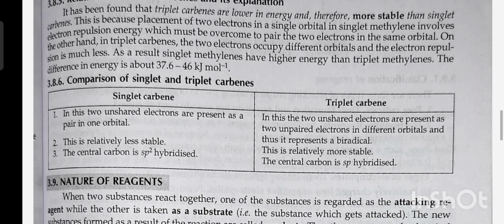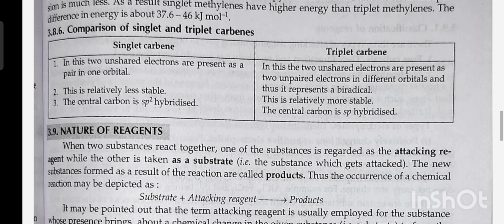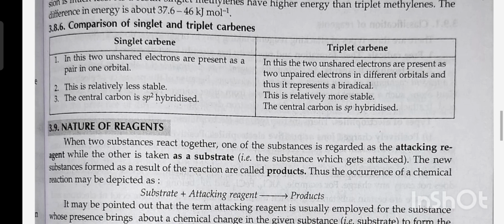Comparison of singlet and triplet carbene. Singlet carbene: in this, two unshared electrons are present as a pair in one orbital. Triplet carbene: in this, the two unshared electrons are present as two unpaired electrons in different orbitals, and thus it represents a biradical. Singlet carbene is relatively less stable. Triplet carbene is relatively more stable. Singlet carbene: the central atom is sp2 hybridized. Triplet carbene: the central atom is sp hybridized.